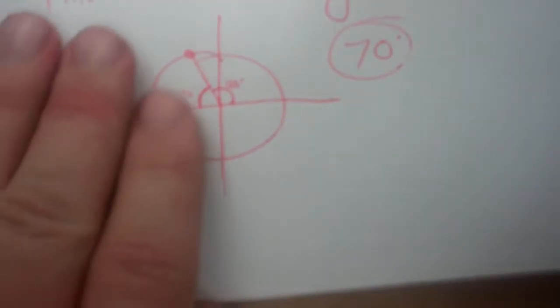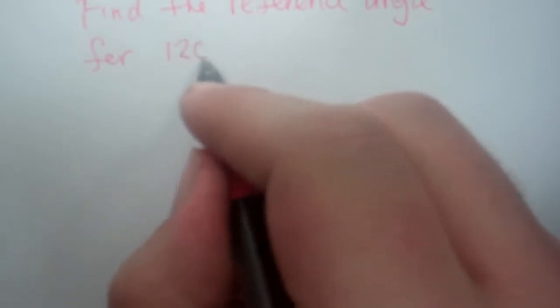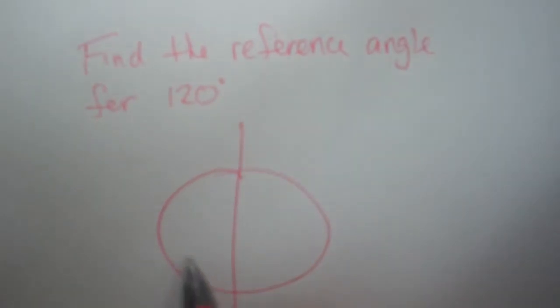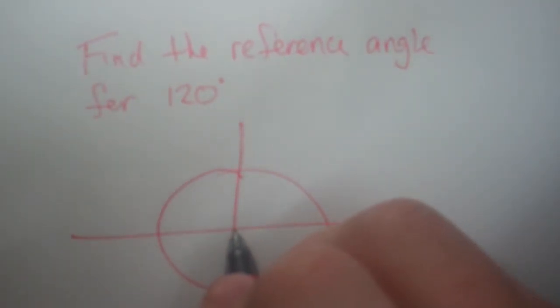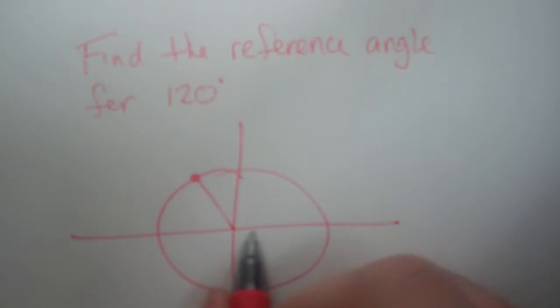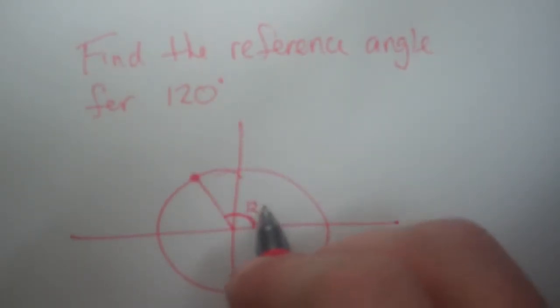Take a look at another example. This time, let's find the reference angle for, say, 120 degrees. Again, we draw a unit circle. And we'll estimate where 120 degrees is. Perhaps it's right about there. It's in standard position since one side is the x-axis, its vertex is at the origin, and there is the terminal side. So we're saying that's about 120 degrees.